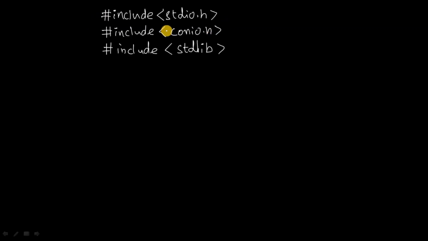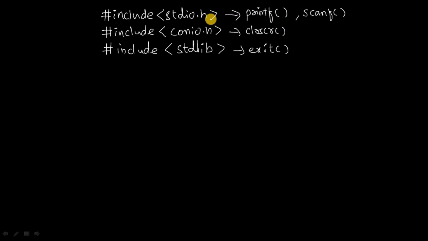First of all, write all the hash include statements. After writing these, what is the use of stdio.h? This header file contains two important functions, printf and scanf. If these functions have to work fine, definitely we have to include this standard header file. And what about conio, console input output? It contains a clear screen function, so definitely we have to write this header file inclusion statement.